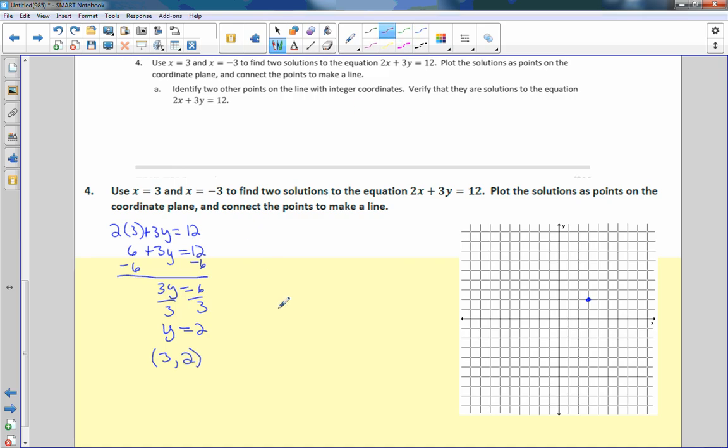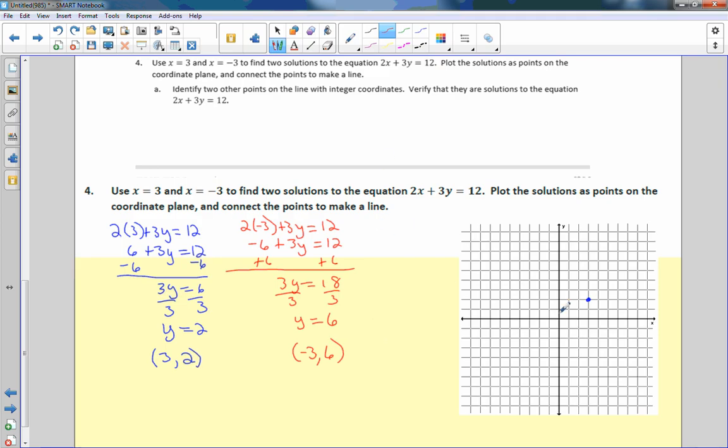I'm then going to do it again with -3. 2 times x plus 3y equals 12. -6 plus 3y equals 12. Add 6. Add 6. 3y equals 18. Divide by 3. Divide by 3. y equals 6. x is -3. y was 6. And there are my 2 points.